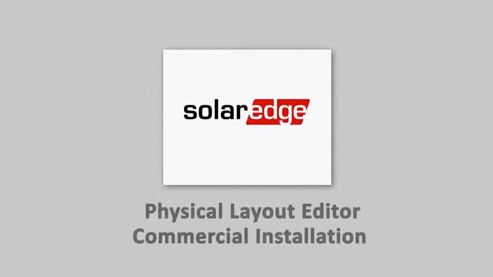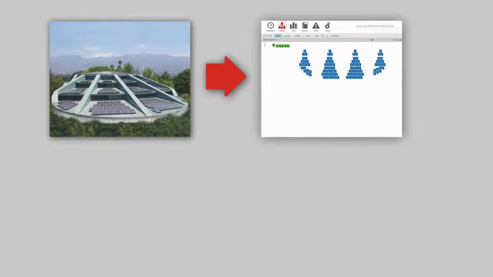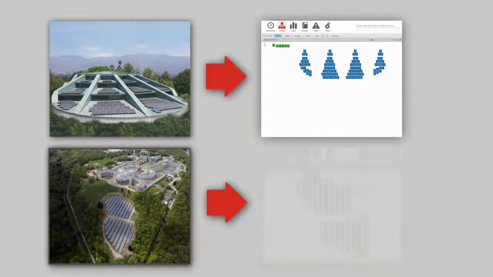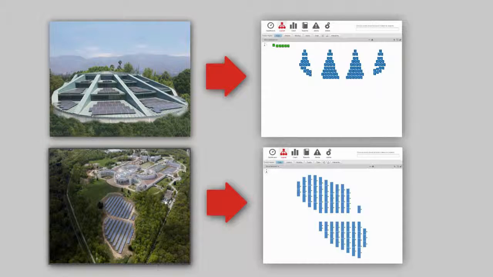Welcome to the SolarEdge Physical Mapping commercial tutorial. In this tutorial, you will learn how to use the editor to create a physical layout of a commercial site, including how to assign multiple modules to a single power optimizer, and how to easily draw a complex system.